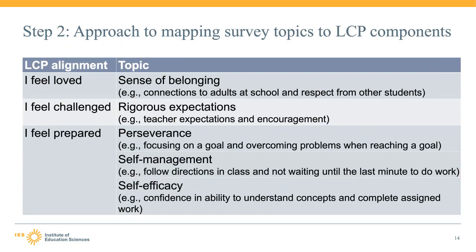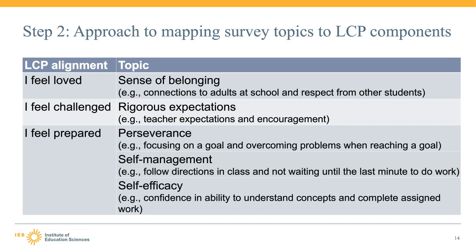The second step was to determine which topics in the survey we would use to measure each of the 3 components of the LCP index: love, challenge, and prepared. We ultimately came to the mapping that's displayed in this table, which is based on a combination of theory and empirical evidence. First, we captured whether students felt loved with a topic called sense of belonging that summarizes the extent to which students feel understood and accepted by others at their school.